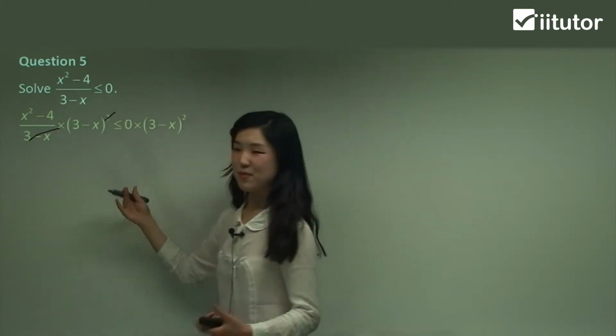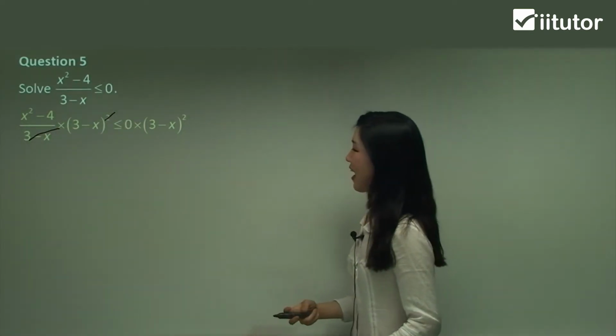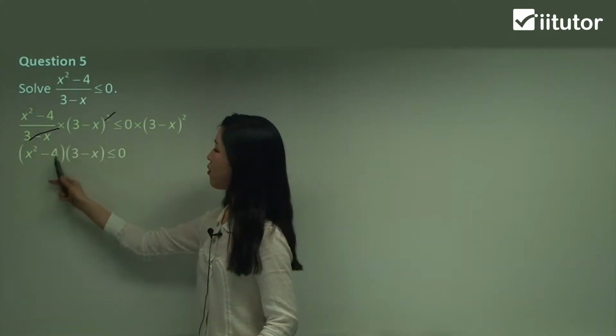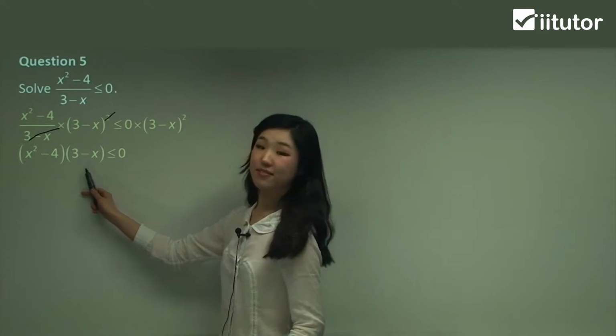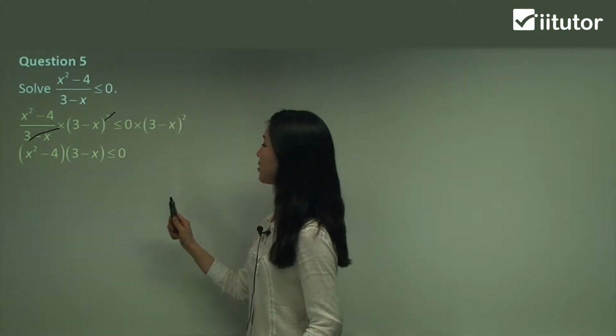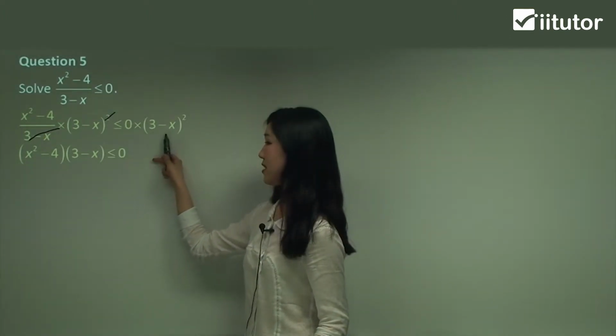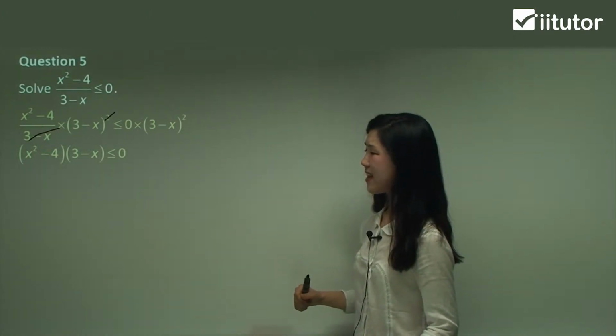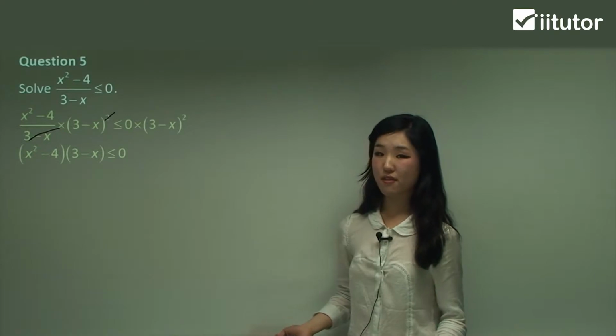So hopefully these steps are very familiar for you now. Okay, so what do we have left? Just this. We have (x squared minus 4)(3 minus x), and that's less than or equal to 0, since 0 times anything is 0. That's what I have. Now guys, again, see if we can factorize any further.